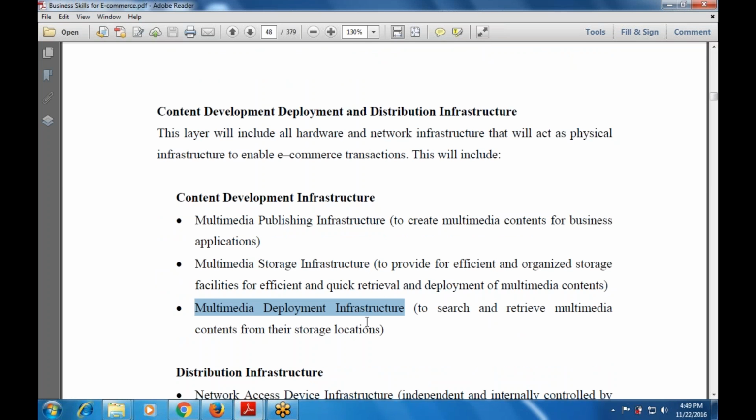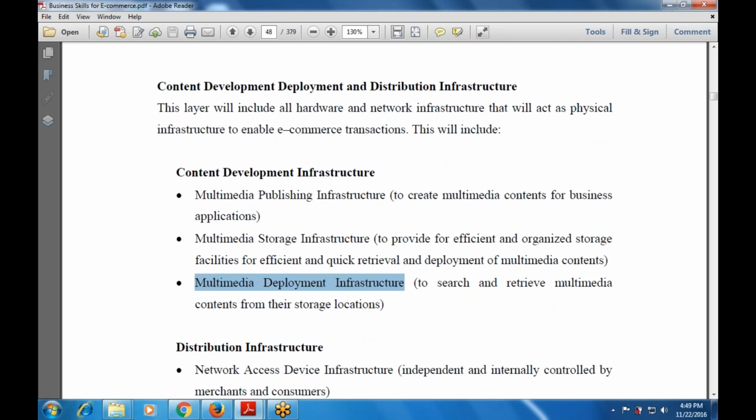One is multimedia publishing, one is multimedia storage, one is multimedia deployment infrastructure. Publishing is used for the multimedia content, storage is used for the storage facilities, and deployment is used for searching and then receiving the multimedia content from their storage locations.